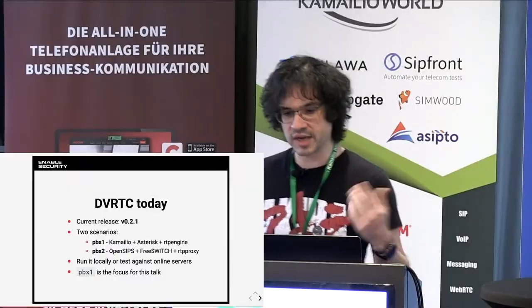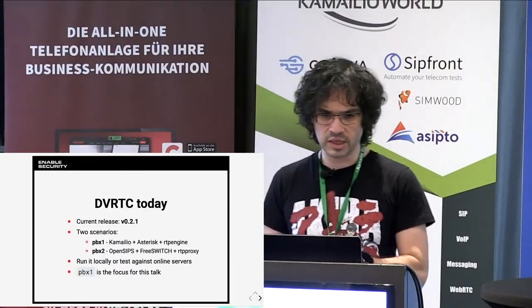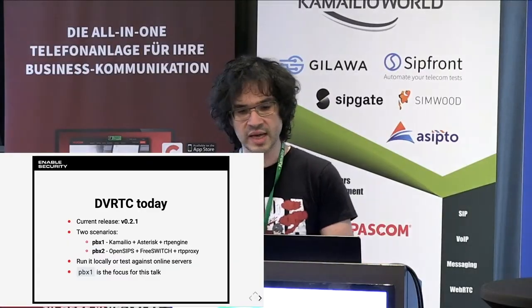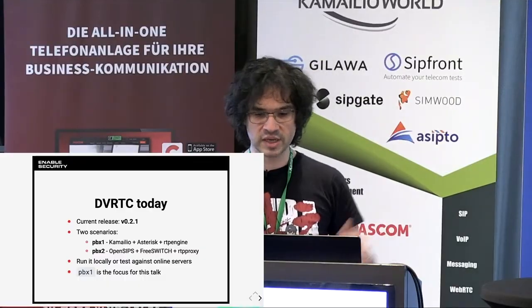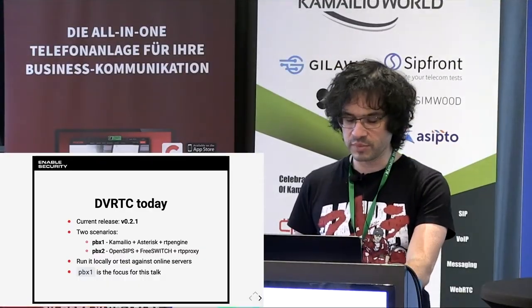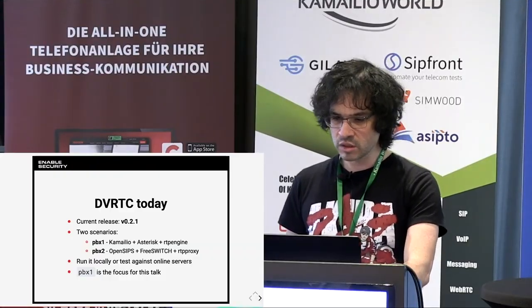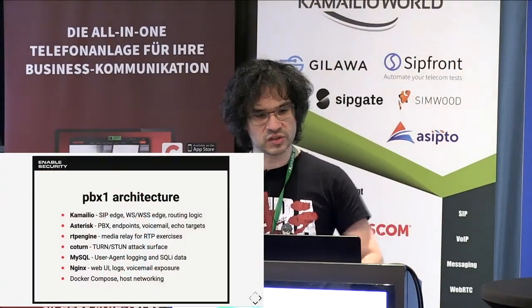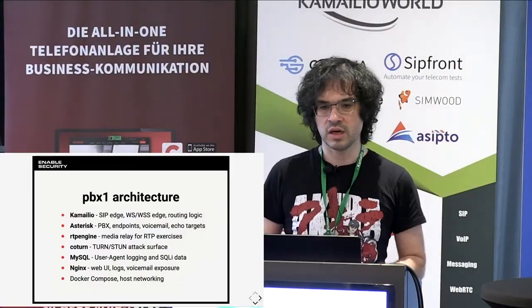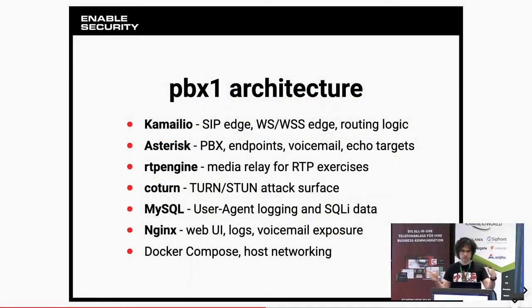And we have different scenarios. PBX1 is the first scenario that we have, and it includes Kamailio, of course. That's why we're here. There's PBX2 as well, but I'll be focusing on PBX1 in this case. So the PBX1 stack consists of Kamailio on the edge. There's also a WebSocket interface and so on. So there are various different interfaces. You can test SIP TLS and so on. We try to support as much as possible on this architecture.